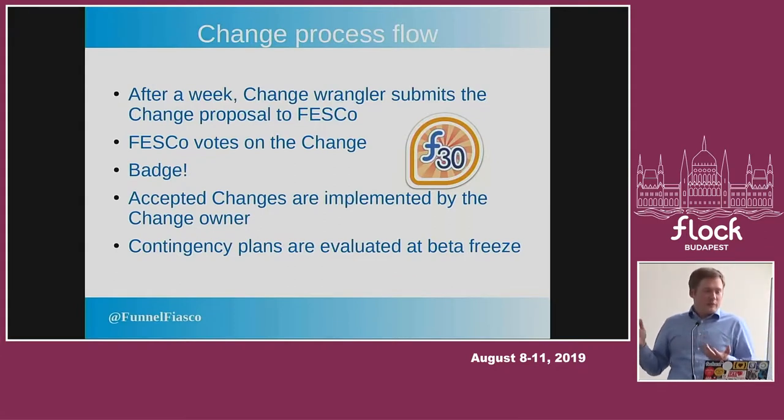So let's assume Fesco accepts the change. I hand out a shiny new badge. The change owner does the work to implement it, and people never do the implementation and then go back and say, oh, I should probably submit a change proposal for that. No, that never happens. And then we evaluate contingency plans where they were applicable, usually at the beta freeze. Sometimes the contingency plan doesn't really need to be invoked until final freeze because it's something kind of small, or maybe it's sooner because it involves a mass rebuild. But for the most part, it's at beta freeze or some random date that people sometimes just put in.